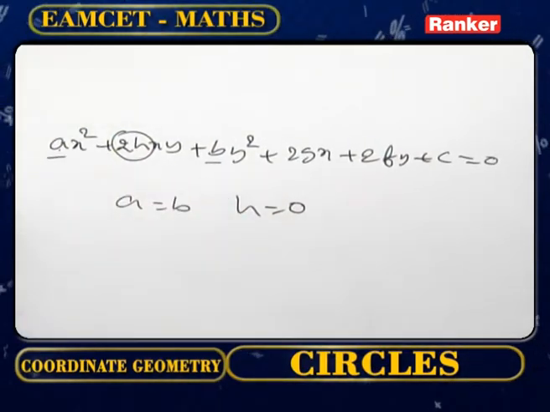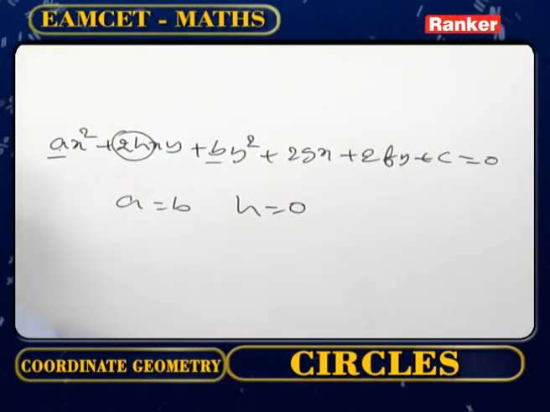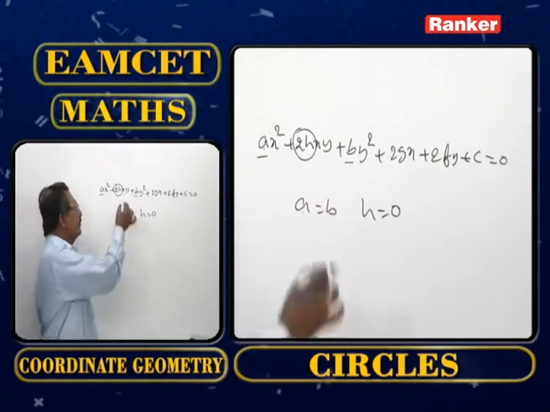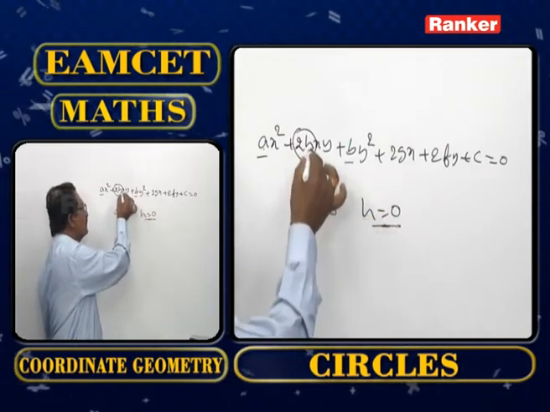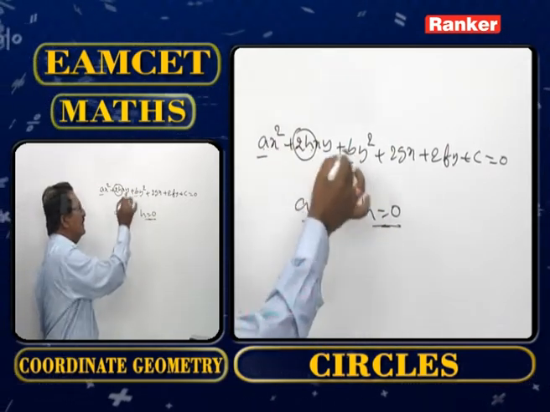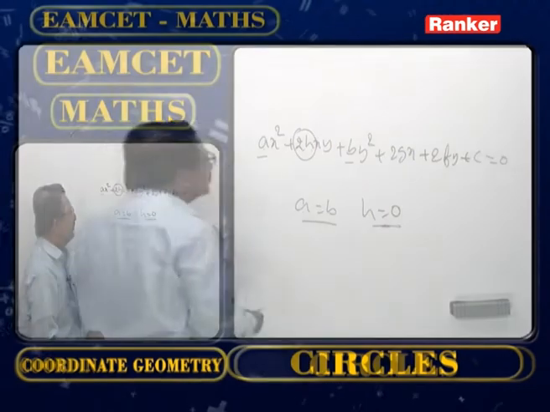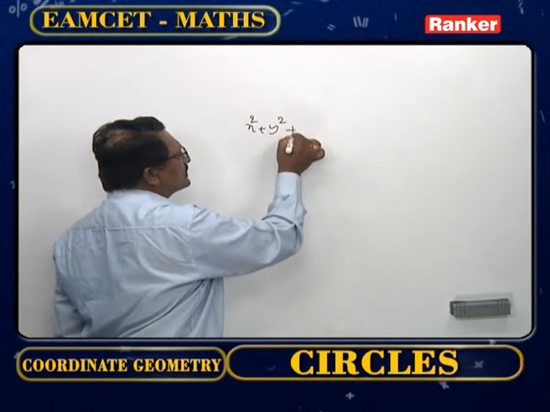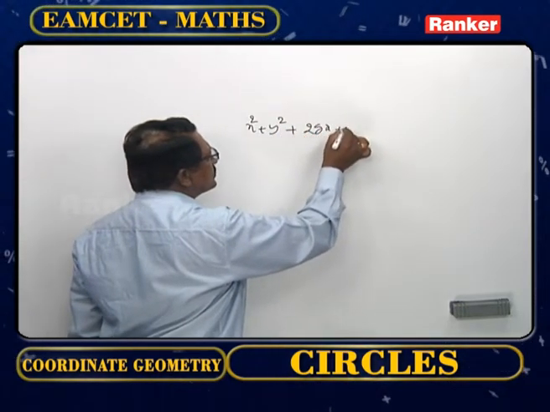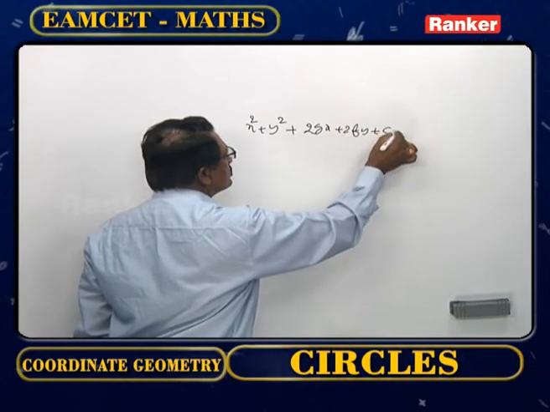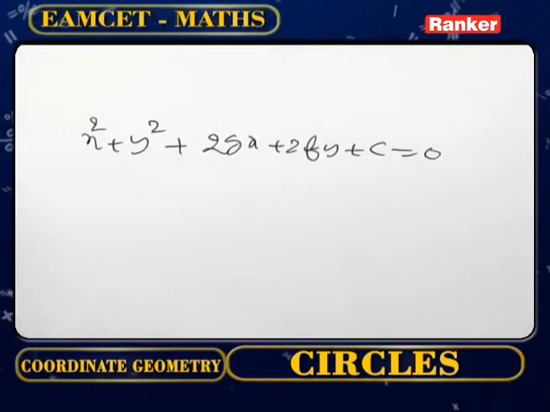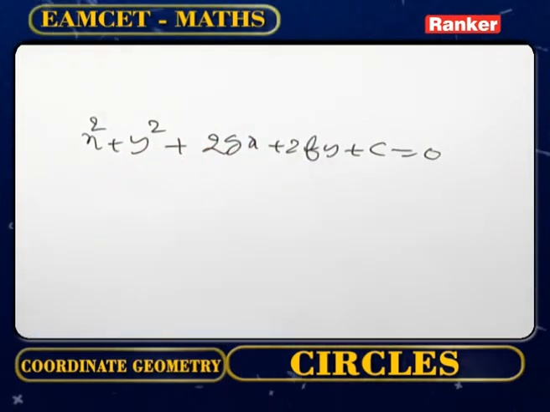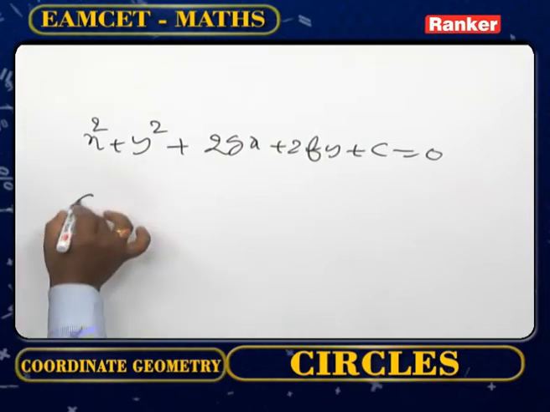So if the second degree general equation in terms of x and y represents a circle, then the coefficient of x square equals the coefficient of y square, and the coefficient of xy is 0. The standard or general equation of the circle is x square plus y square plus 2gx plus 2fy plus c equals 0.